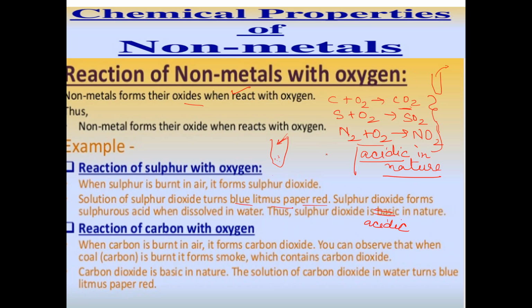Acid rain, you might have seen acid rain, right? You have studied about acid rain. Which gases are there in acid rain? These are the same gases, non-metallic oxides. Reaction of carbon with oxygen: when carbon is burnt in air, it forms carbon dioxide, and it forms smoke which contains carbon dioxide. It is acidic in nature, and the solution of carbon dioxide in water turns blue litmus red.